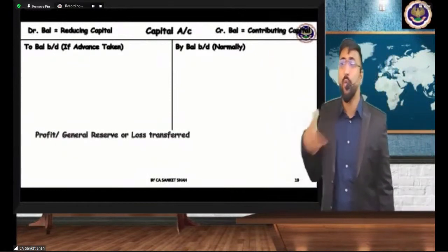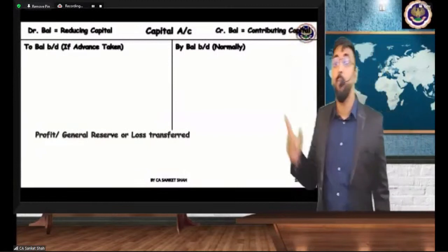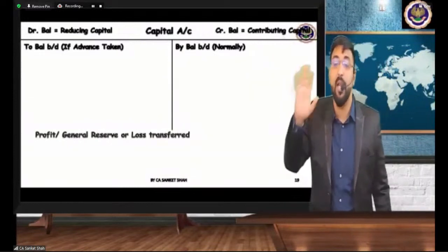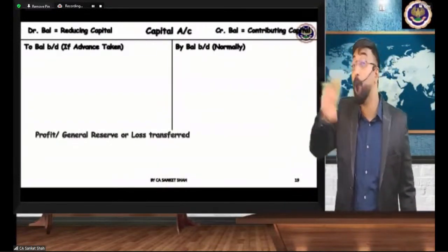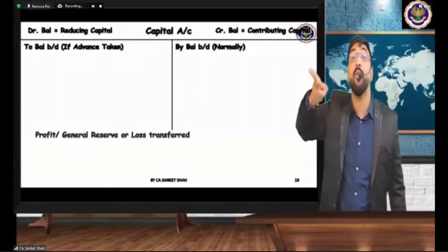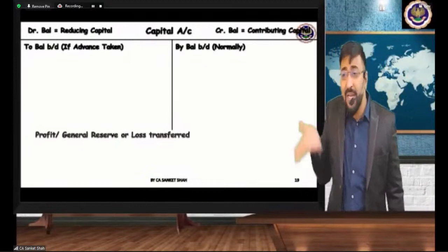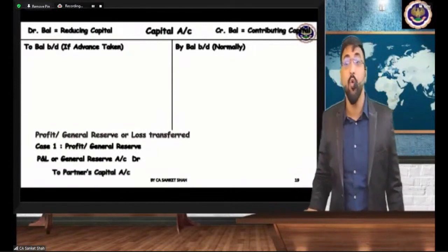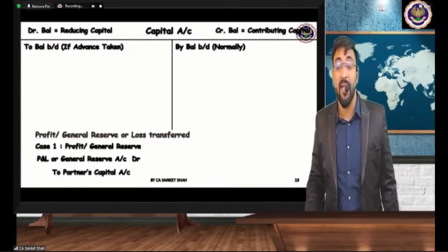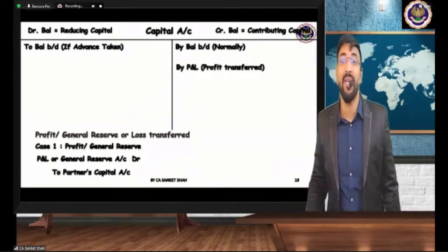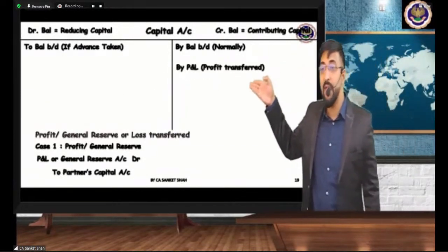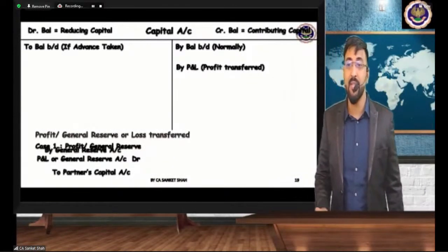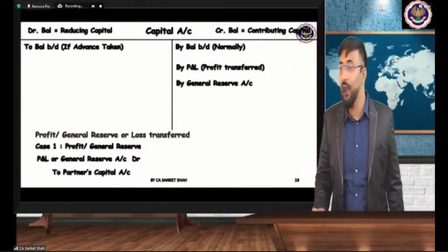Yes, your capital is going to increase. Profit will increase your capital. Profit has a credit balance. We are transferring it, which means we will give debit. The logic is very simple. Income has a credit balance and we want to transfer it. Think whether capital is increasing or decreasing. Profit will increase your capital. So the entry will be profit or general reserve account debit to partner's capital. Now you can see your capital is credited. So the third item in your capital, please write down: profit transferred. Case number one, profit or general reserve.